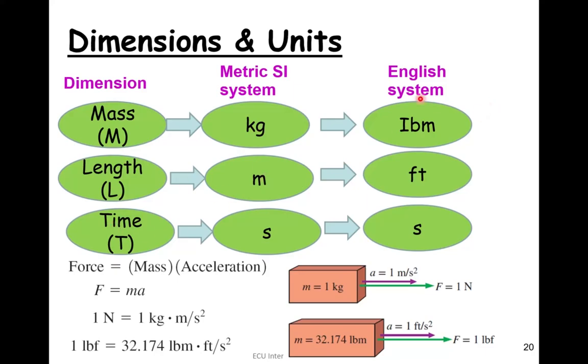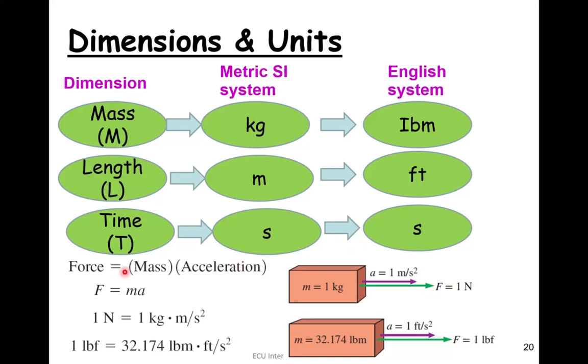However, in the English system, we use pound mass, which is basically what we use for the mass unit in SI, which was kilogram. For length, we're using feet. However, for time, similar to the SI unit, we use second.